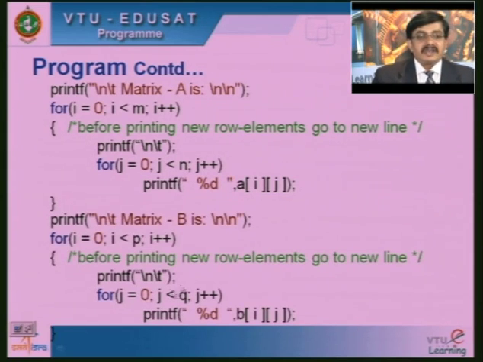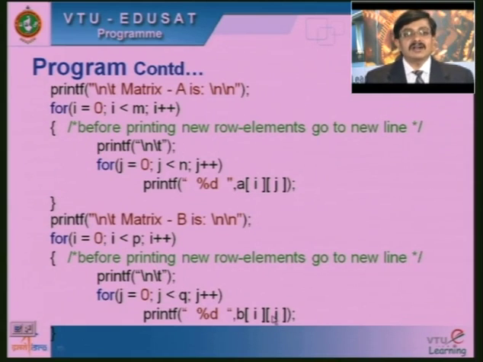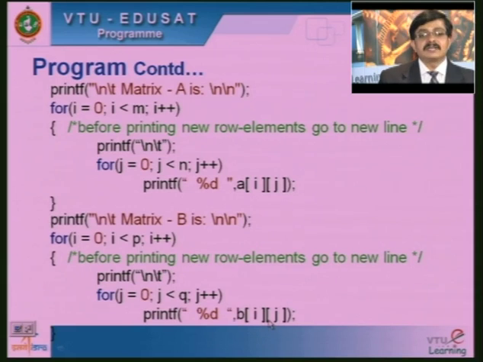Now, even for printing the elements of matrix B, it is the same code, except that the number of rows is P, the number of columns is Q, and the matrix which you are printing here is B of ij. So reading of the elements was done column wise, in column major order, but when you are printing it, you have to print in the normal way only.